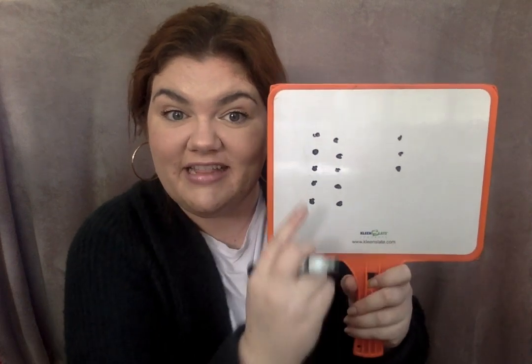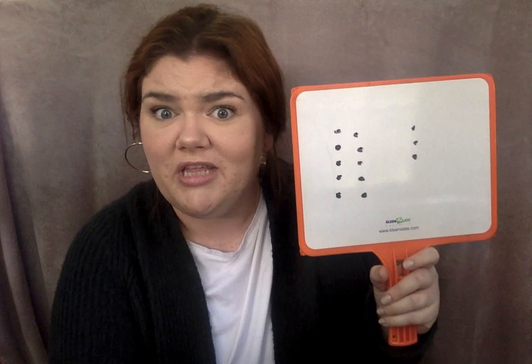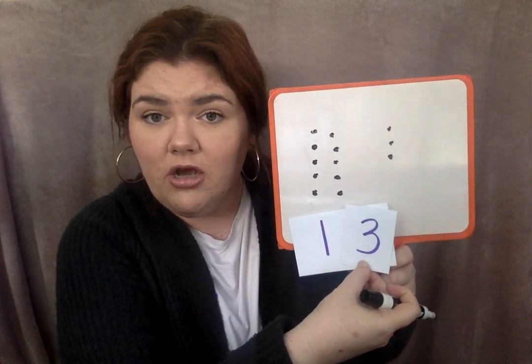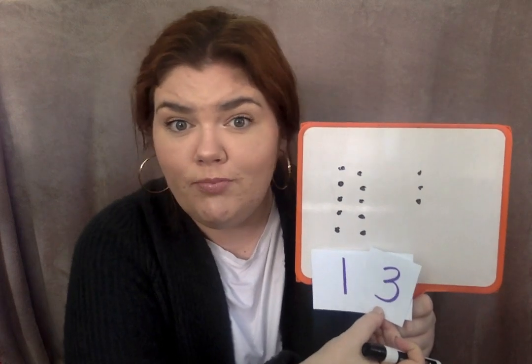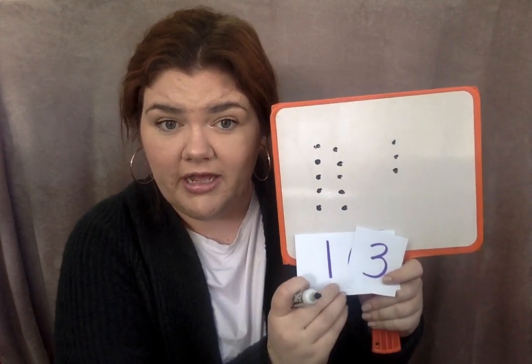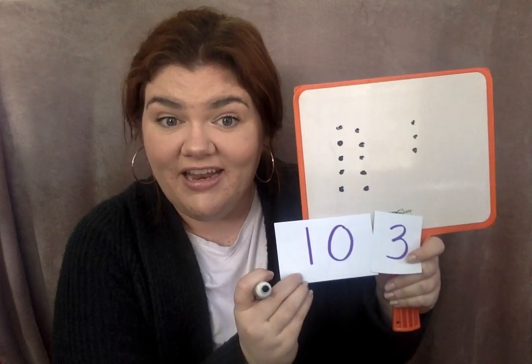See how nice and neat this looks? And how it's not scattered all over my board, doesn't look really messy? So now we look at my card. What are the two parts of 13? What are they? 10, 3.